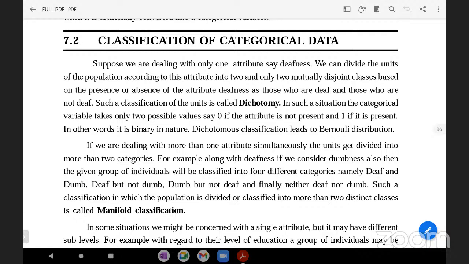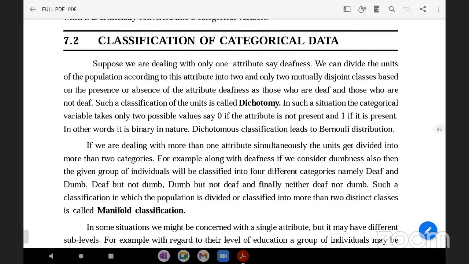Such classification of the units is called dichotomy. Dichotomy means we divide into subgroups without joining any classifications of the data, so they are mutually disjoint units. Mutually disjoint means separated sets of information that I am collecting. For example, I take one group of people and another group of people, educated people and non-educated people. Like here, it is a dichotomy of the data.